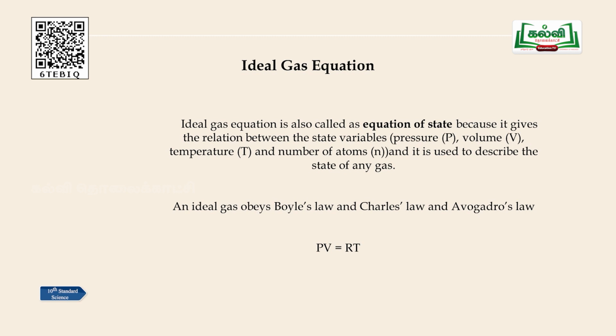Now an ideal gas follows all the laws like Boyle's law, Charles' law, Avogadro's law, and there is an equation for the ideal gas, written as PV is equal to RT. Now this equation is very important. All the gases in nature follow this equation. This equation is made up of the different laws which we discussed earlier. Now let us go for the derivation of this ideal gas equation.